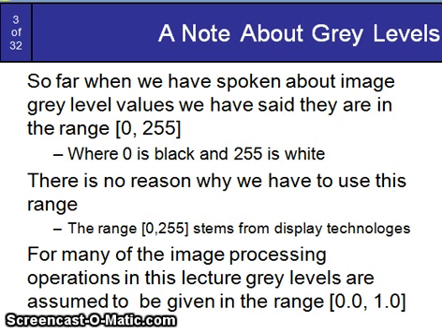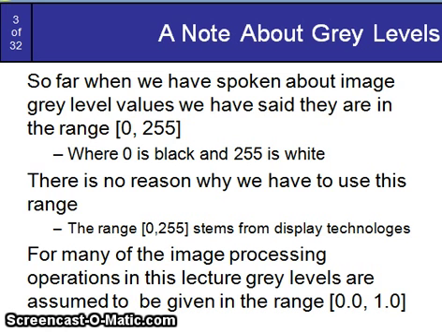A note on the gray levels, which we have discussed already. The gray level for an 8-bit image is between 0 and 255, where 0 is black and 255 is white. So how do we get this number 255? It is 2 to the power of 8, which is 256. Starting from 0, it goes up to 255, so in total we have 256 gray levels.